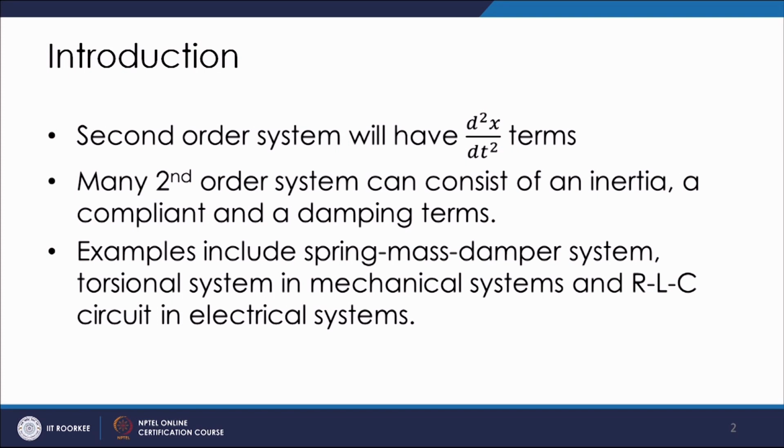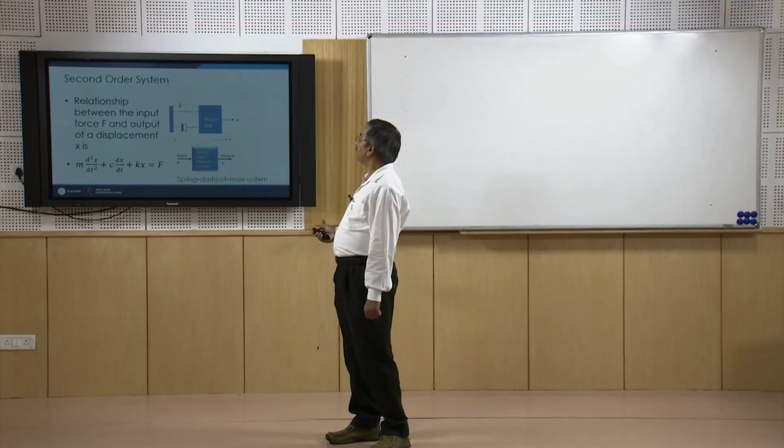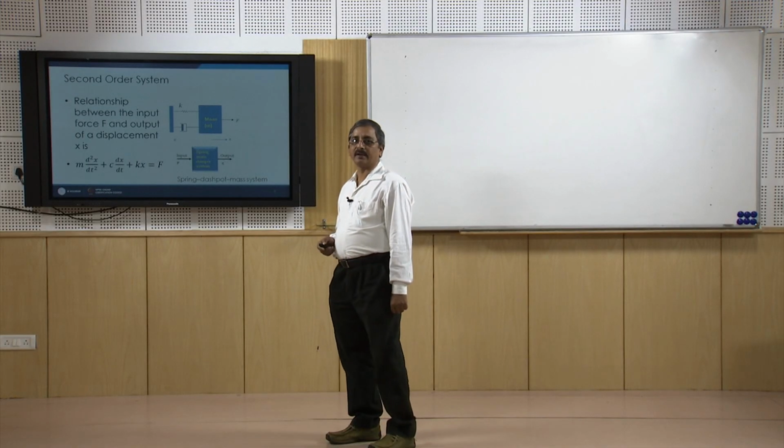And in an electrical system, we have an inductance, a capacitance and a resistance. So, this way we can take the analogies among the different systems. The examples, as I explained to you, are the spring mass damper system and torsional system in mechanical systems, and the RLC circuit in electrical systems. Let us take an example of the second order system.